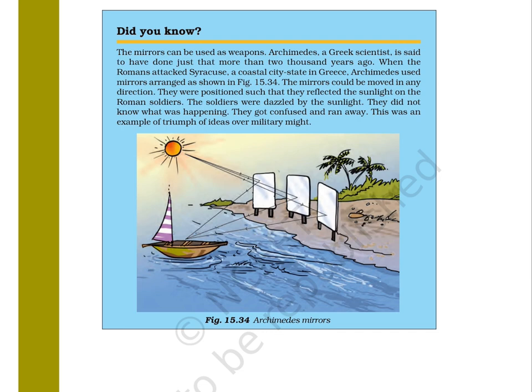They were positioned such that they reflected the sunlight on the Roman soldiers. The soldiers were dazzled by the sunlight. They did not know what was happening. They got confused and ran away. This was an example of triumph of ideas over military might.